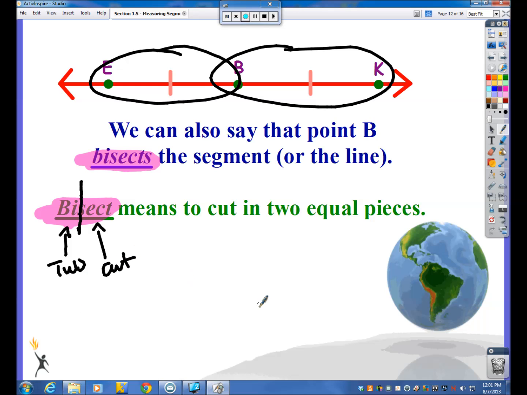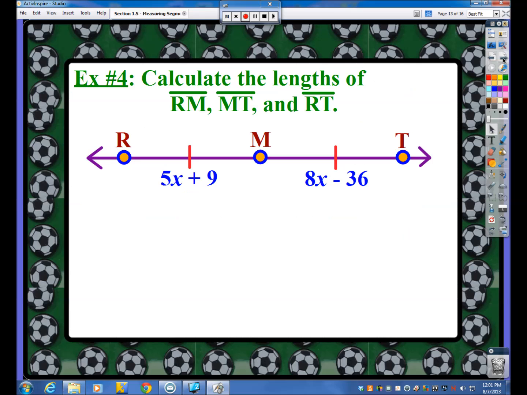Cut into two equal pieces, if you will. So let's try this one. Now, this time, if you try using the segment addition postulate like we did back in, I think, the third example, it's not really going to work out. And I'll show you why real quick.